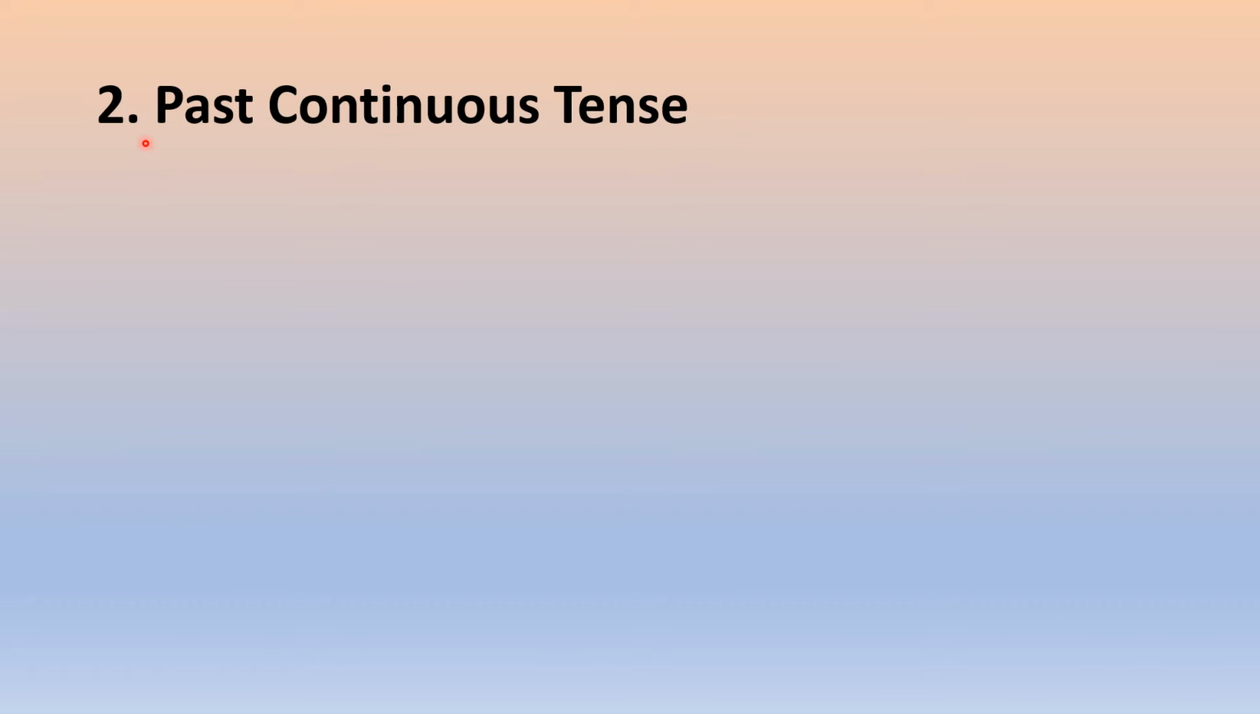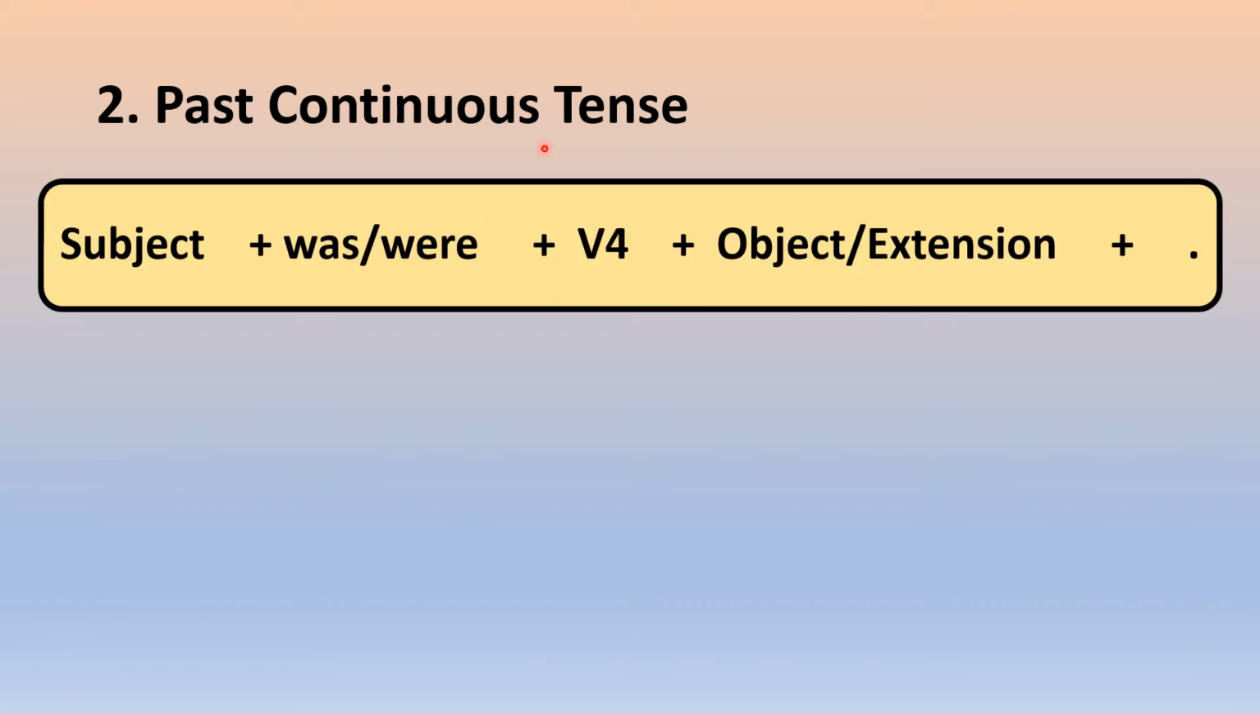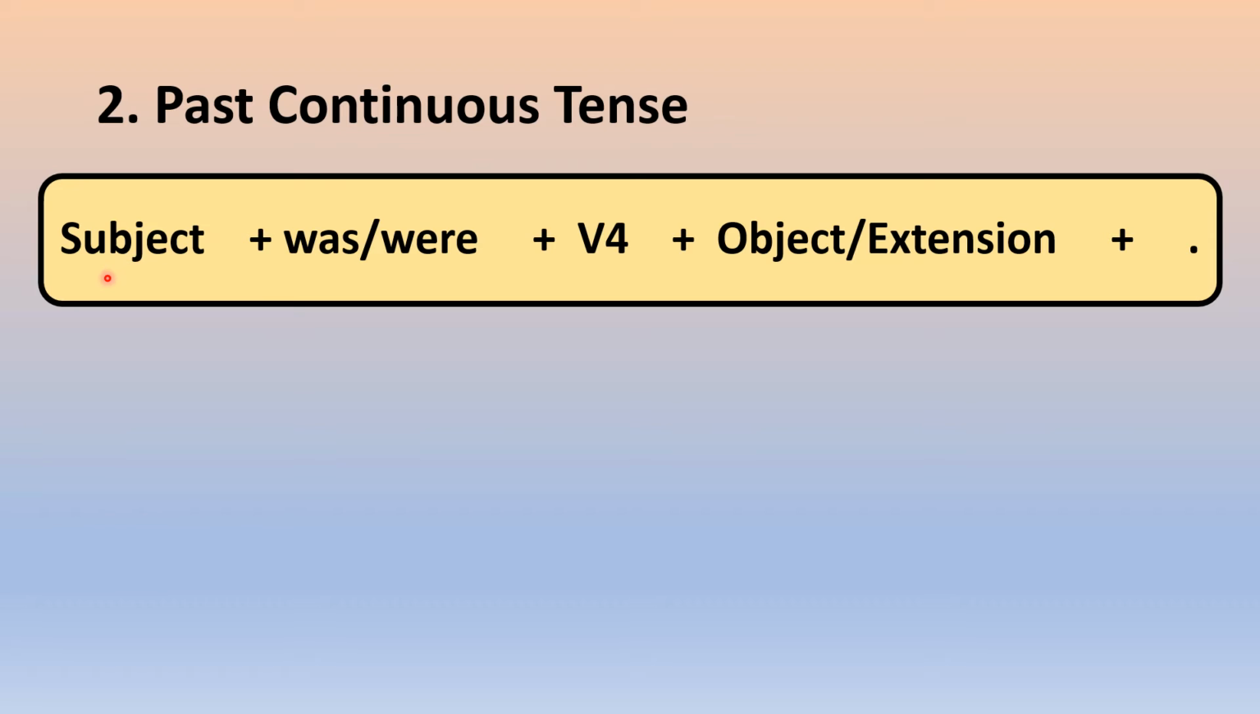Let's move on and talk about the second main aspect of past tense, which is past continuous tense. And here is the formula for affirmative sentence writing of past continuous tense. First, you write subject. After that, was or were is written as auxiliary verbs. Then you write the fourth form of verb, which is the ing form of verb. And after that, we write object or extension along with the full stop.